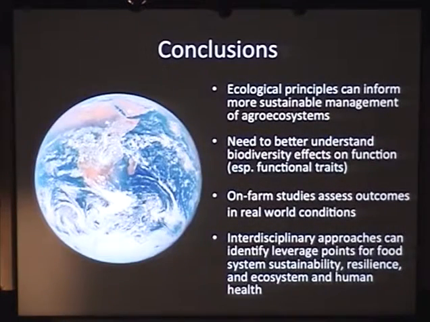So to conclude, ecological knowledge is a really powerful tool for designing more sustainable agroecosystems. There's still a lot we need to learn, especially in terms of specifically how to manage biodiversity for particular functions. And I would argue that on-farm studies are really valuable. They're messy, they're hard to do. The statistics are a little bit sloppier, but the outcomes actually reflect the realistic context in which farmers are operating. And finally, here's my plug for even more interdisciplinary work together with social and other scientists to really identify those leverage points that can help us transform food systems towards sustainability, resilience, and ultimately ecosystem and human health.